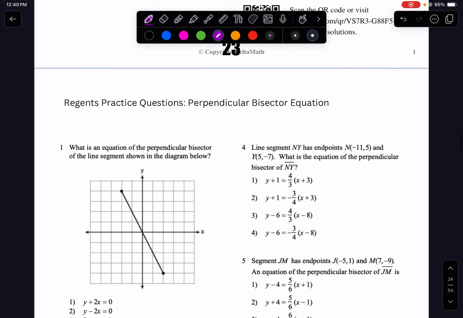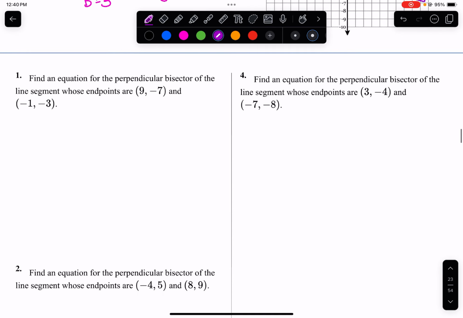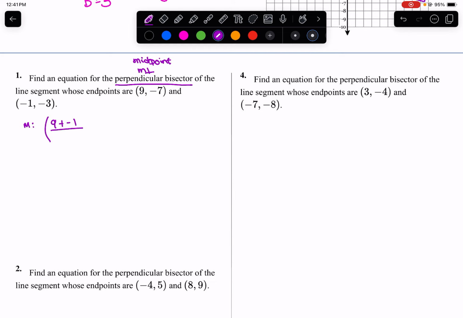So let's do a couple more practice. We'll do a couple of the Delta Math and then a couple of the region practice. So find the equation for the perpendicular bisector. So that tells me two things. I need both the midpoint and the perpendicular slope of the line segments whose endpoints are (9, -7) and (-1, -3). So first let's find the midpoint. So 9 plus -1 divided by 2, -7 plus -3 divided by 2. So that's going to simplify to (4, -5). So my line has to go through that point.